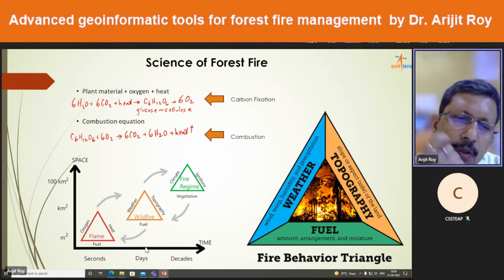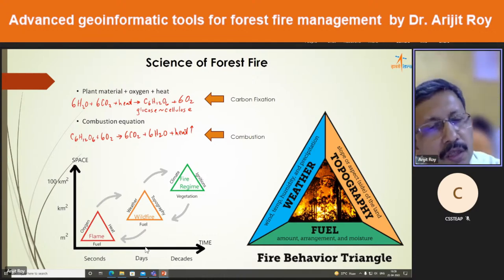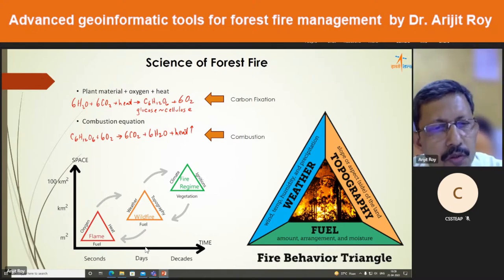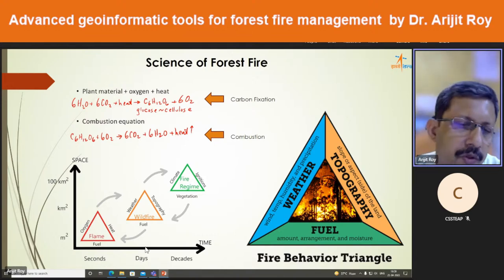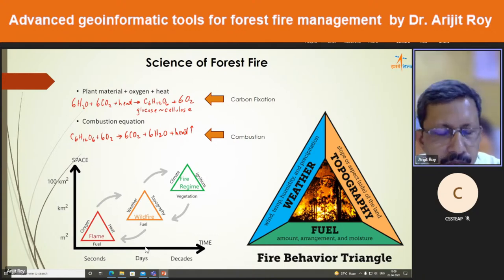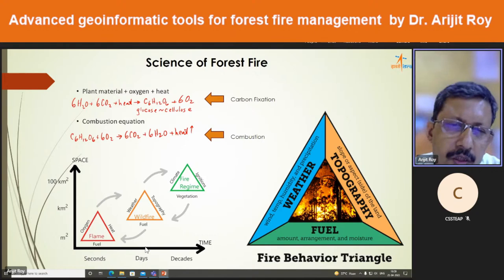But when we talk about forest fire, it is basically the spatial arrangement of fuel, the weather in that region, and the topography, which plays an important role. And these wildfires can last for days and cover an area of more than a few square kilometers, or even tens of square kilometers in some places.